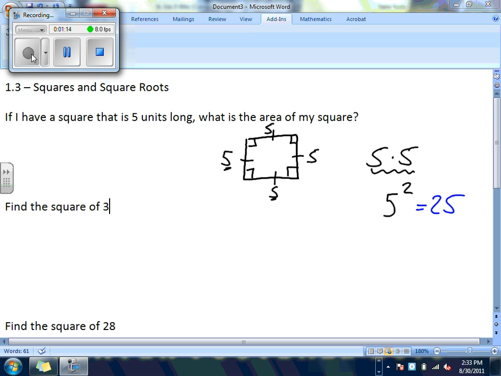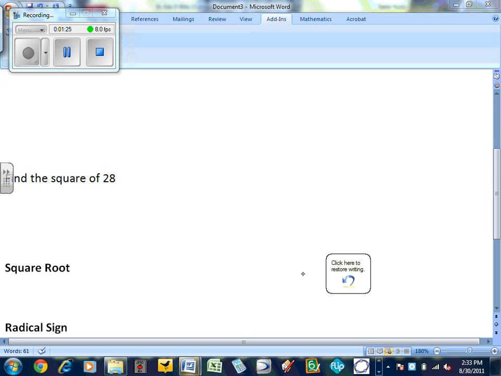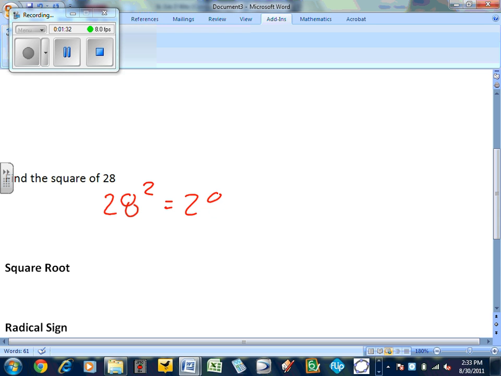Find the square of 3. So we're saying we want to find what 3 squared is, which is 3 times 3, which is 9. Okay, easy enough. Moving on, find the square of 28. We want to find out what 28 squared is, which is 28 times 28.